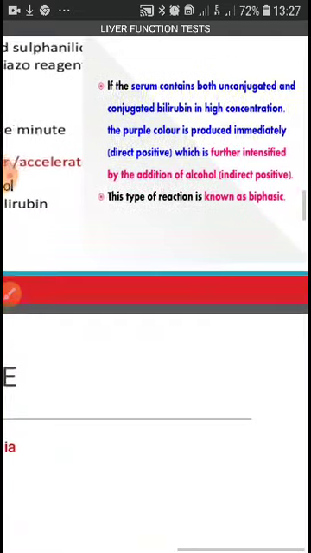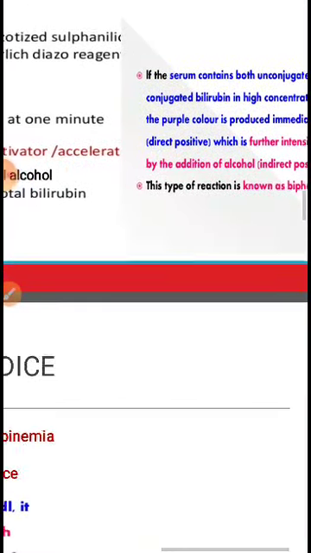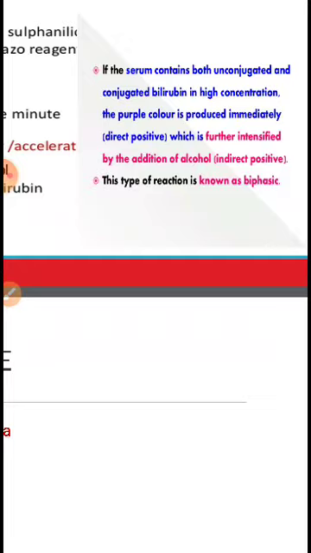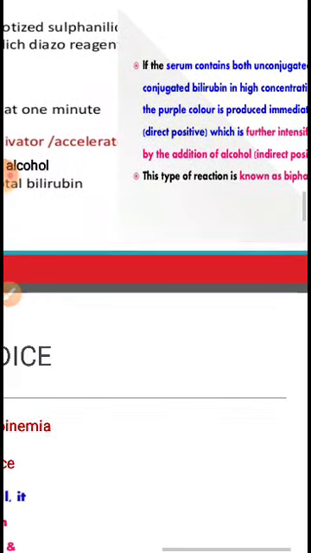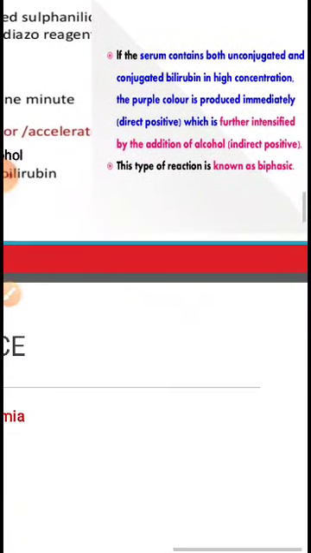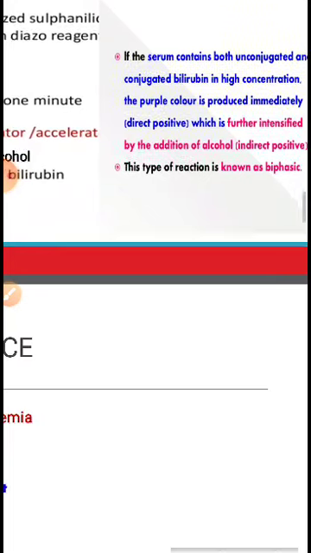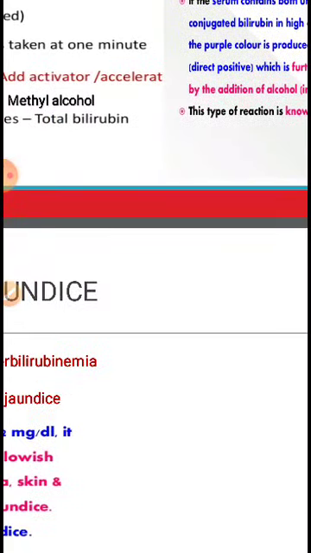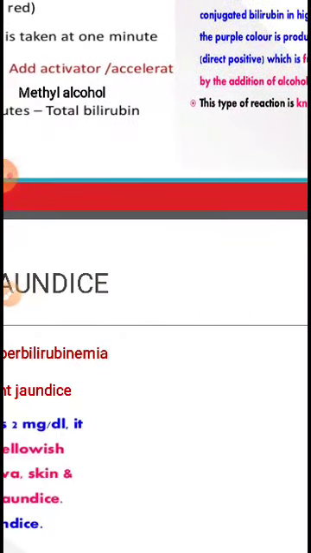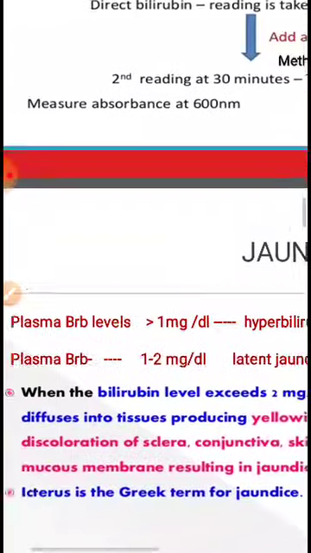If the serum contains both unconjugated and conjugated bilirubin in high concentration, the purple color is produced immediately. That is direct positive, and it is further intensified by the addition of alcohol to get the indirect positive. This type of reaction is known as a biphasic reaction.